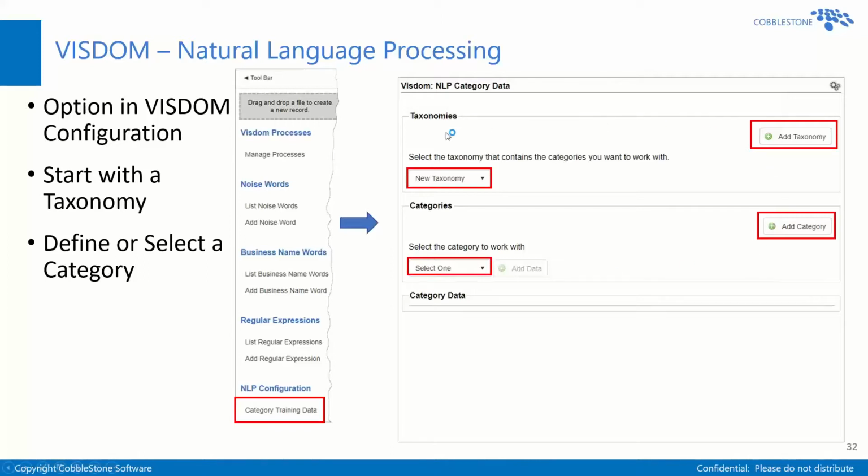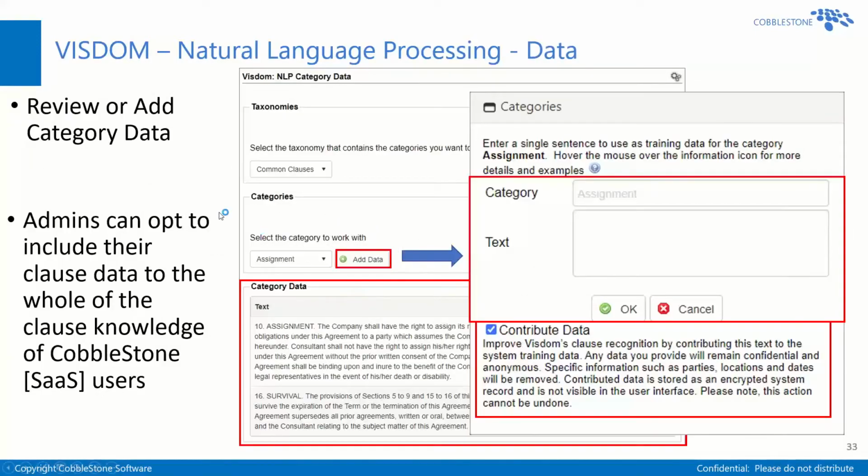But what we need to do is set up a taxonomy or work with an existing, set up a category or work with an existing, and then add data to it. So this is where we can tell the system, I want to teach you more about the clauses that we see. So in this case, I'm working with the common clauses taxonomy, that out-of-the-box item, and the assignment clauses category that comes with it. And I decided I needed to add a couple clauses. So I add data, and I just copy and paste the text into the box.